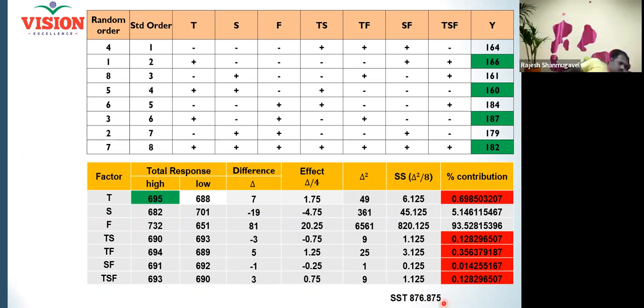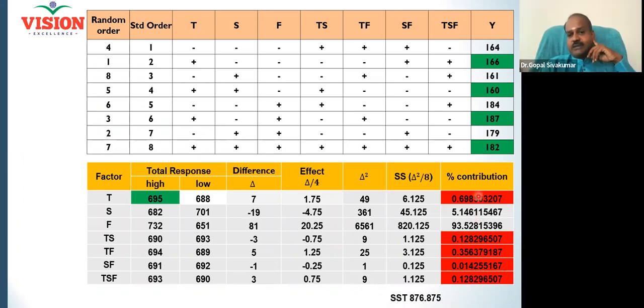6 divided by 876 is 0.69. 45 divided by 876, 5.1. 820 divided by 876, 93. Now the percentage contribution is found to be this much. It is written. Now I understand only 2 effects have contribution more than 1%.